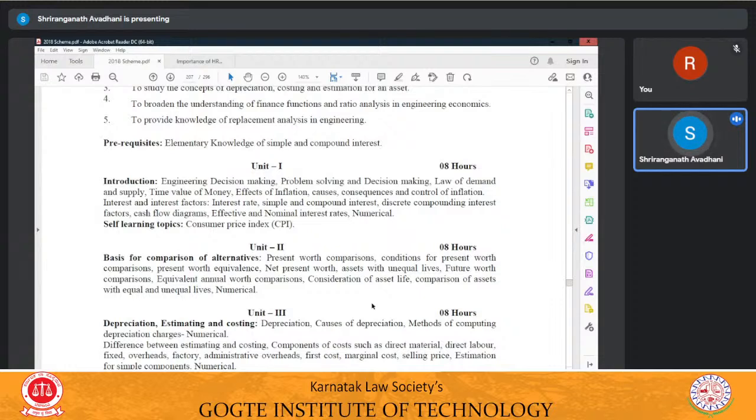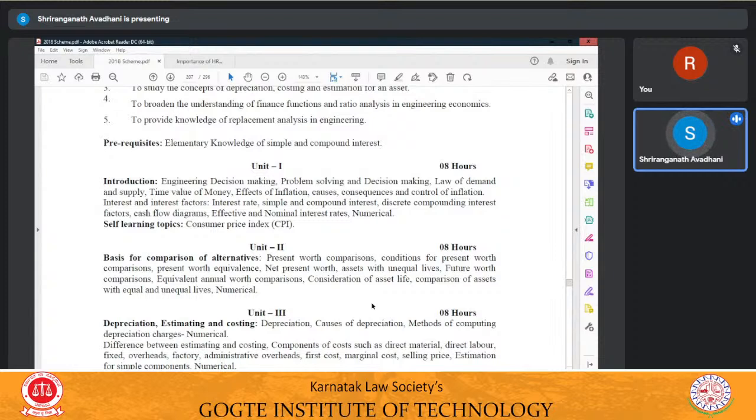Likewise, the second unit talks about comparison of alternatives based on present worth or future worth. And we're going to take into account the asset's life also. When you compare, not necessarily will all of them have equal lives; you're going to have unequal lives. One asset may be 5 years old, one may be 8 years old, one may be 20 years old.